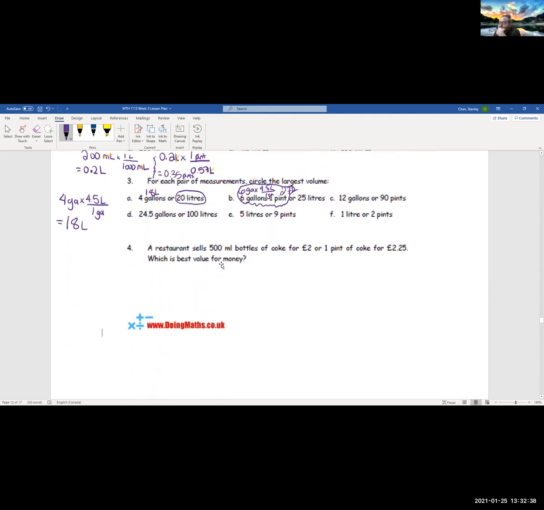What else do we have to do here? There's a couple more examples. How about the last question here? A restaurant sells 500 milliliter bottles of Coke for £2 or 1 pint of Coke for $2.25. Which is the best value for money? I'm going to send you guys to breakout rooms to solve this one, so just write this question down real quick.